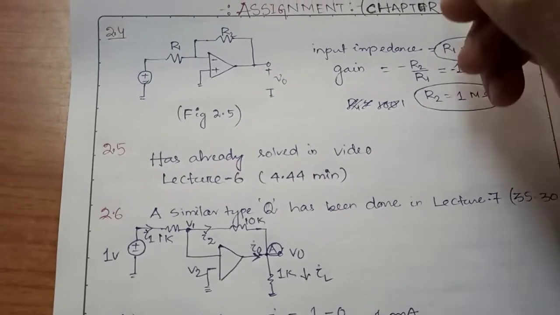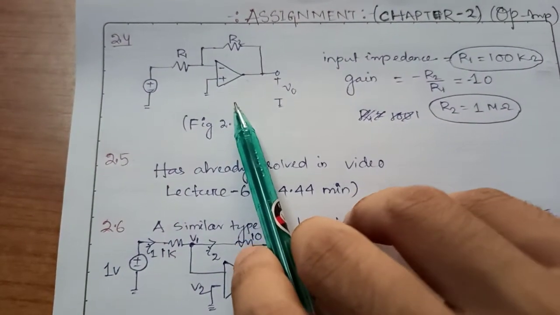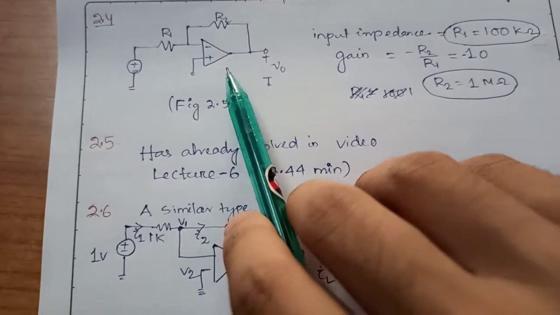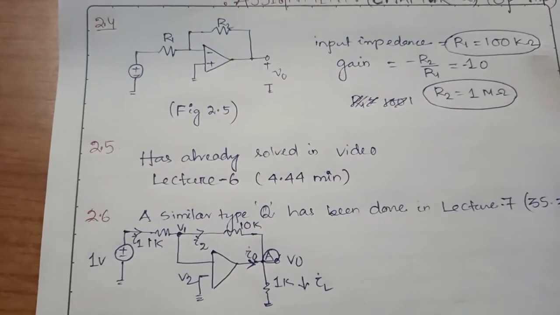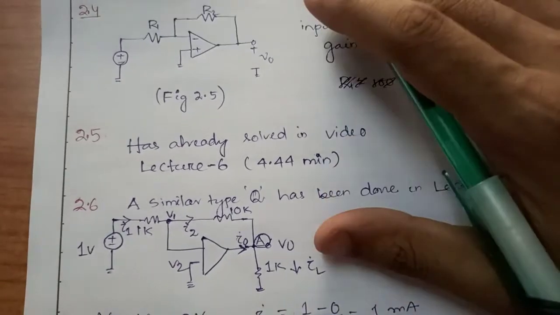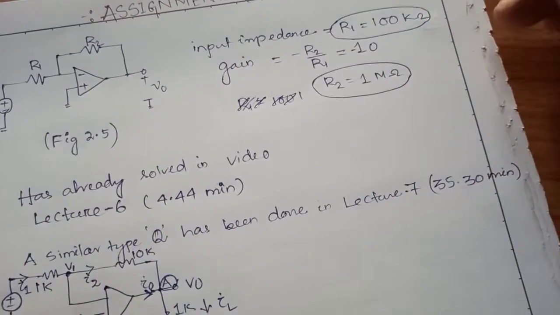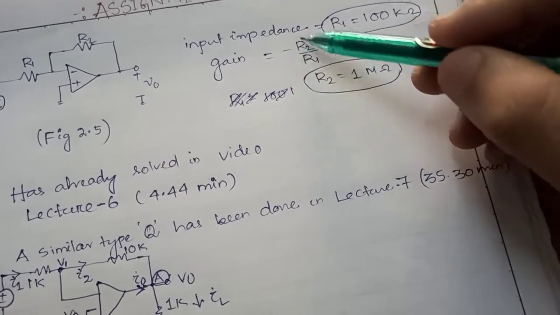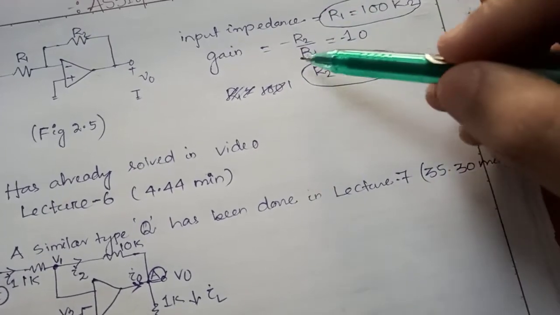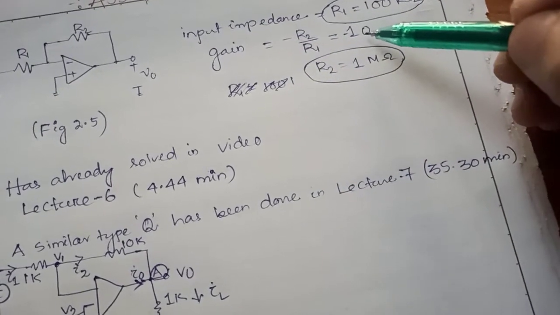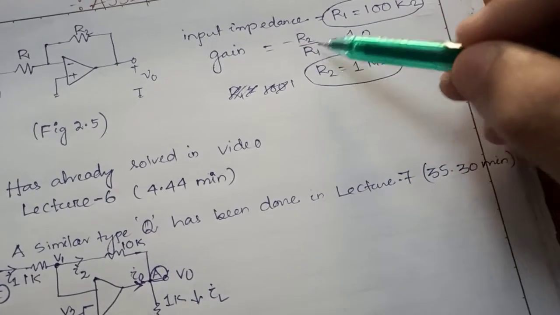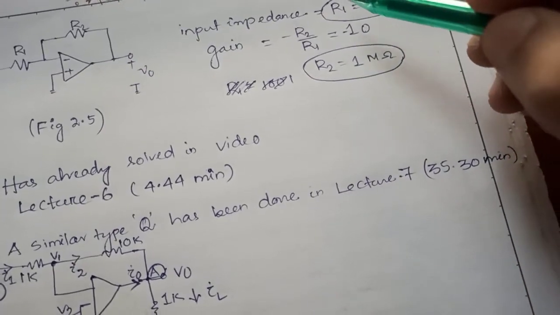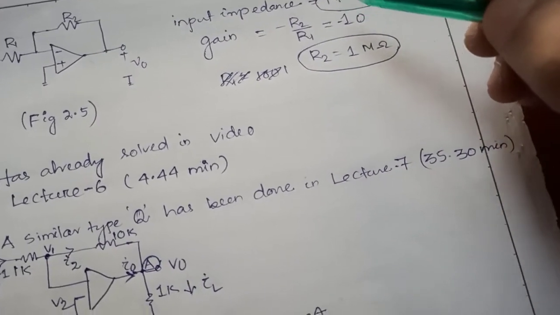The first question is asked in this figure 2.5. We have to design an inverting amplifier which should have a gain equal to -10 and input resistance of 100 kilo ohm. We know for an inverting amplifier the gain is minus R2 by R1, and for a non-inverting amplifier it's 1 plus R2 by R1. So minus R2 by R1 is given as -10. It means R2 by R1 equals 10. That is one equation. And also the input resistance is given as 100 kilo ohm.